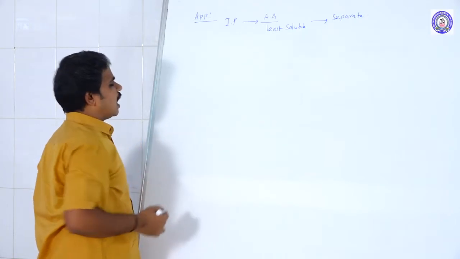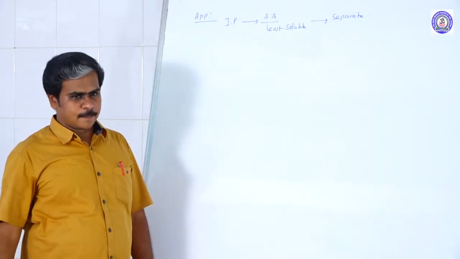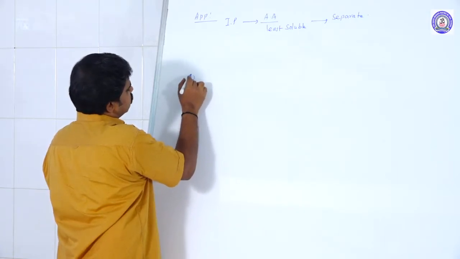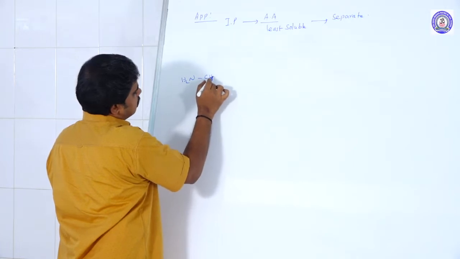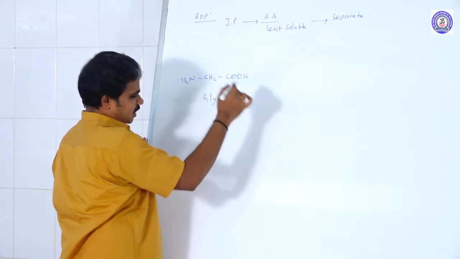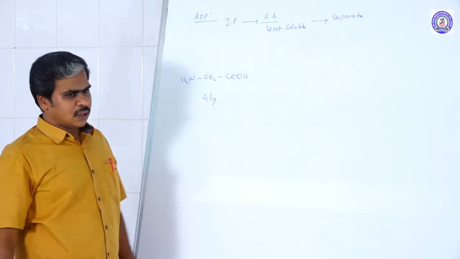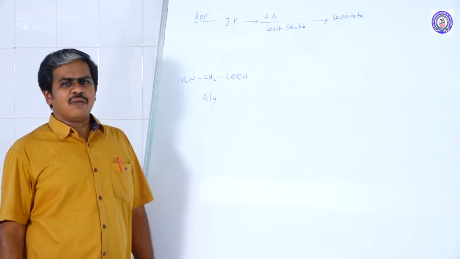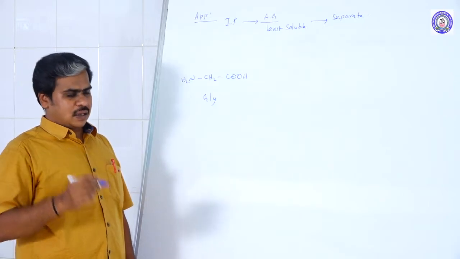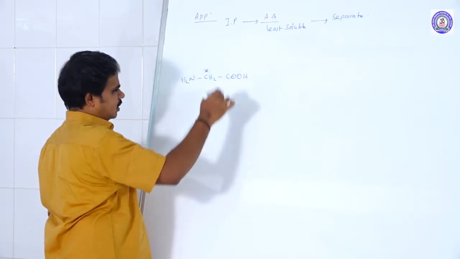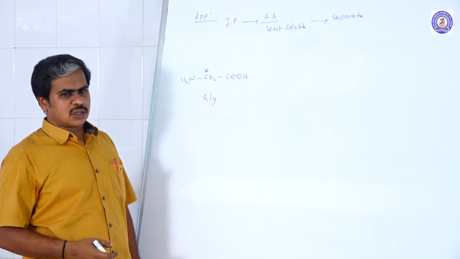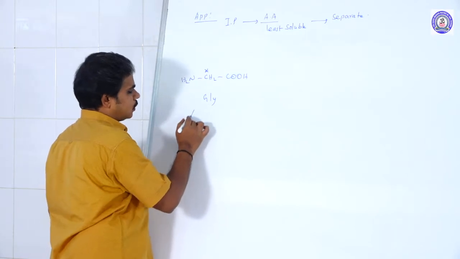Now we are taking amino acids, glycine and alanine. Glycine, that is NH2CH2COOH, is nothing but glycine. It is a 3-letter symbol, and glycine is the only amino acid which is achiral. It does not contain an asymmetric carbon, so it is achiral.